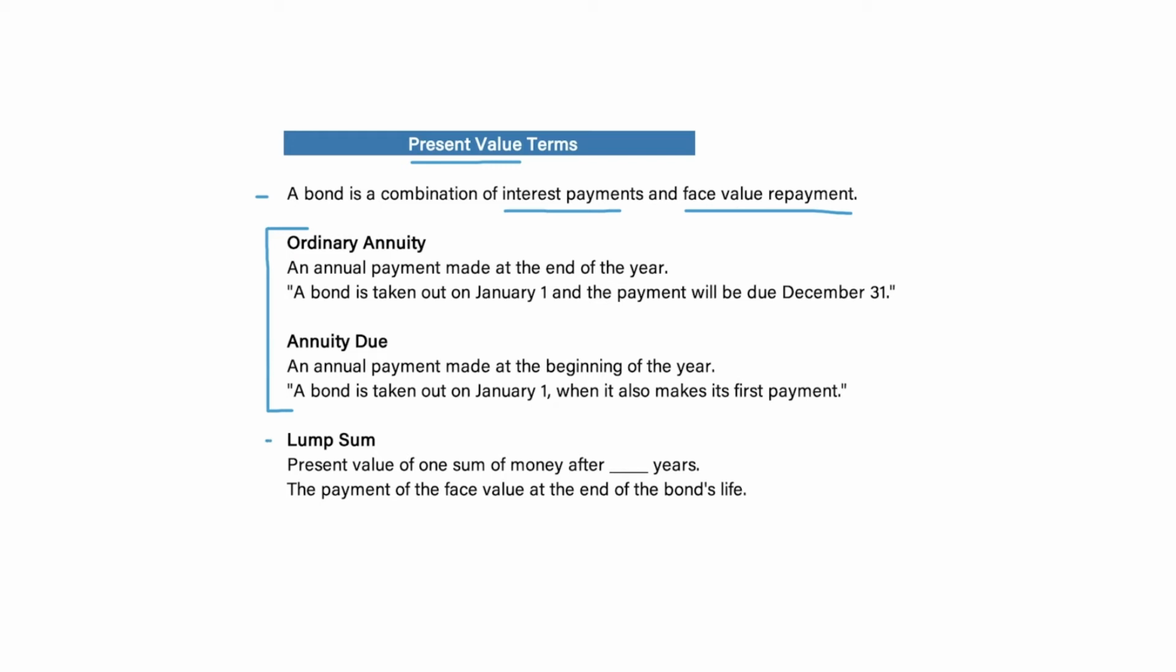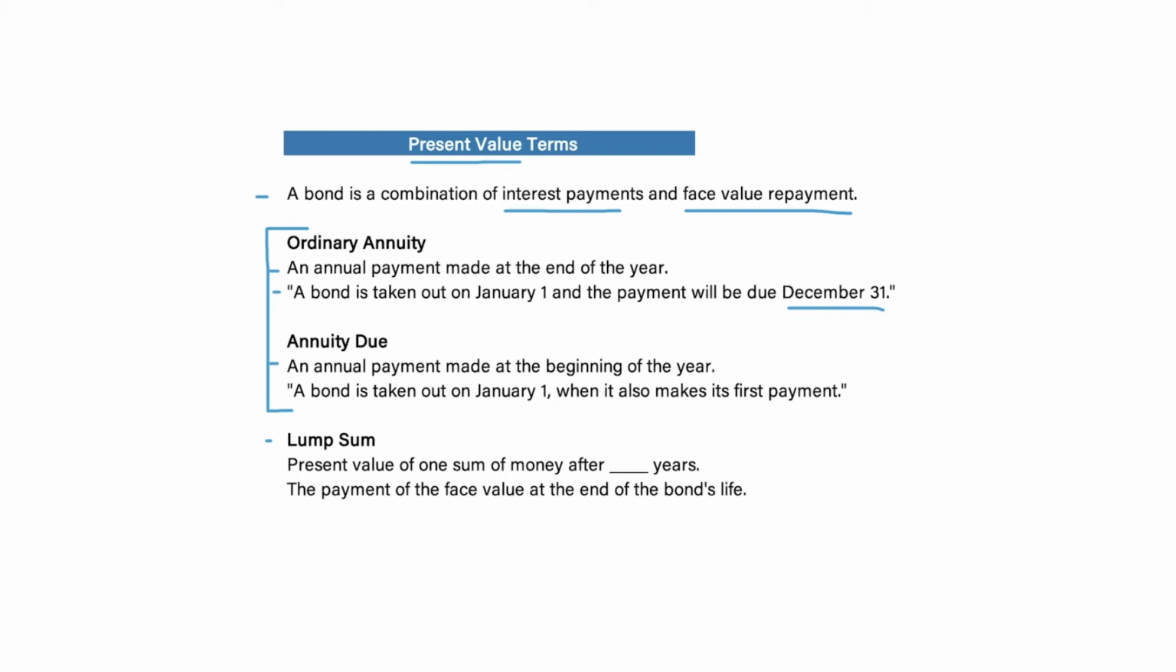So an ordinary annuity is an annual payment made at the end of the year. So for example, a bond is taken out on January 1st and the payment will be due December 31st. So an entire year passes. An annuity due is an annual payment made at the beginning of the year. So a bond is taken out on January 1st when it also makes its first payment. So these are the two options for the present value of the interest payments.